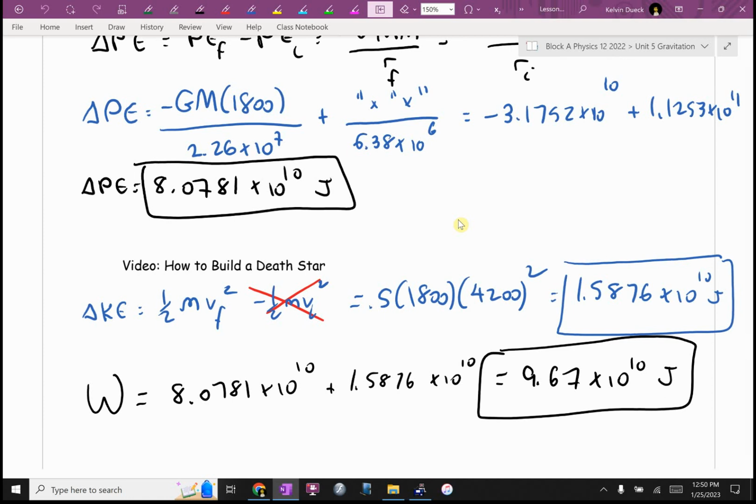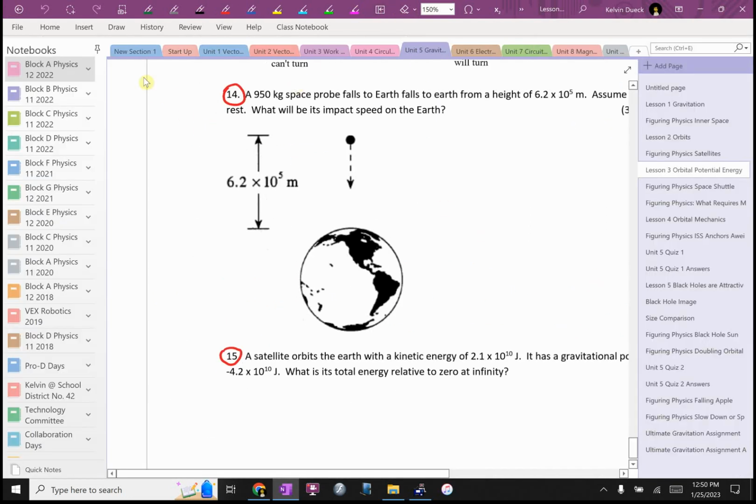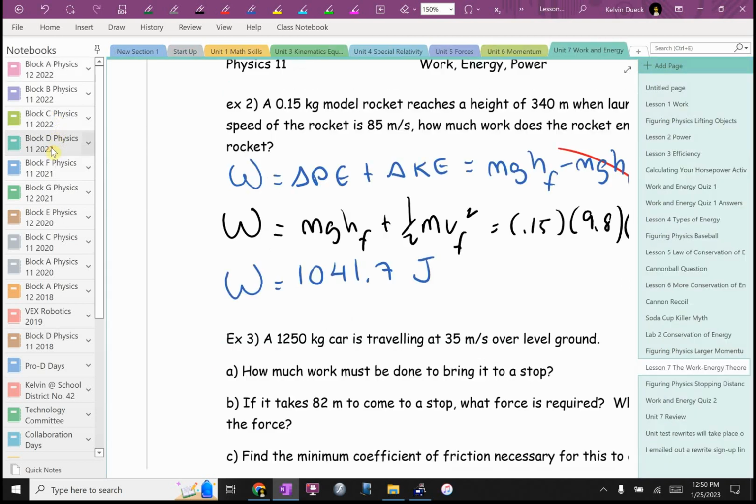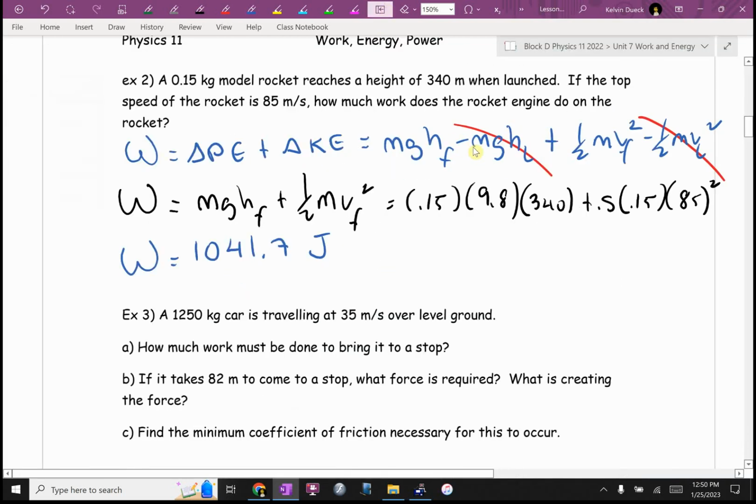Now, there's always some student that says, Mr. Dewick, will you teach us how to build a Death Star? Of course I will. But that's Physics 12. See, that's called a teaser. Yeah, right? Okay.